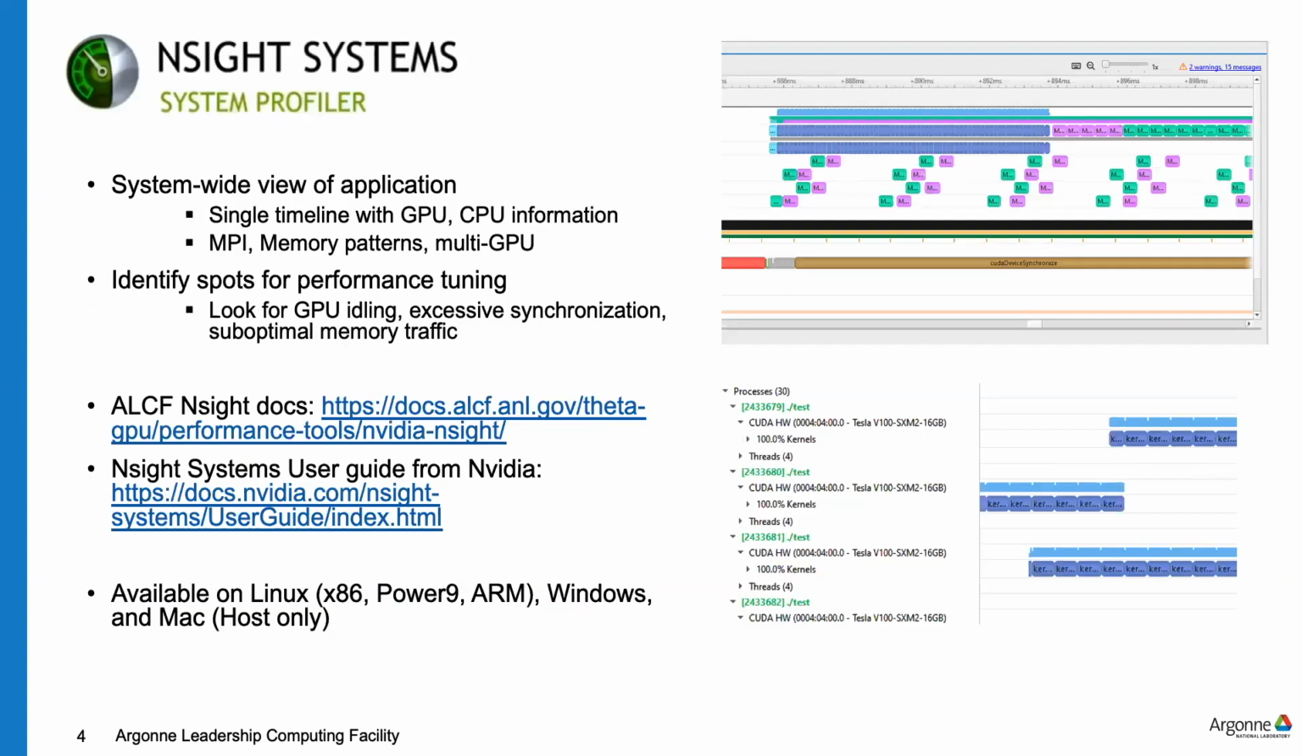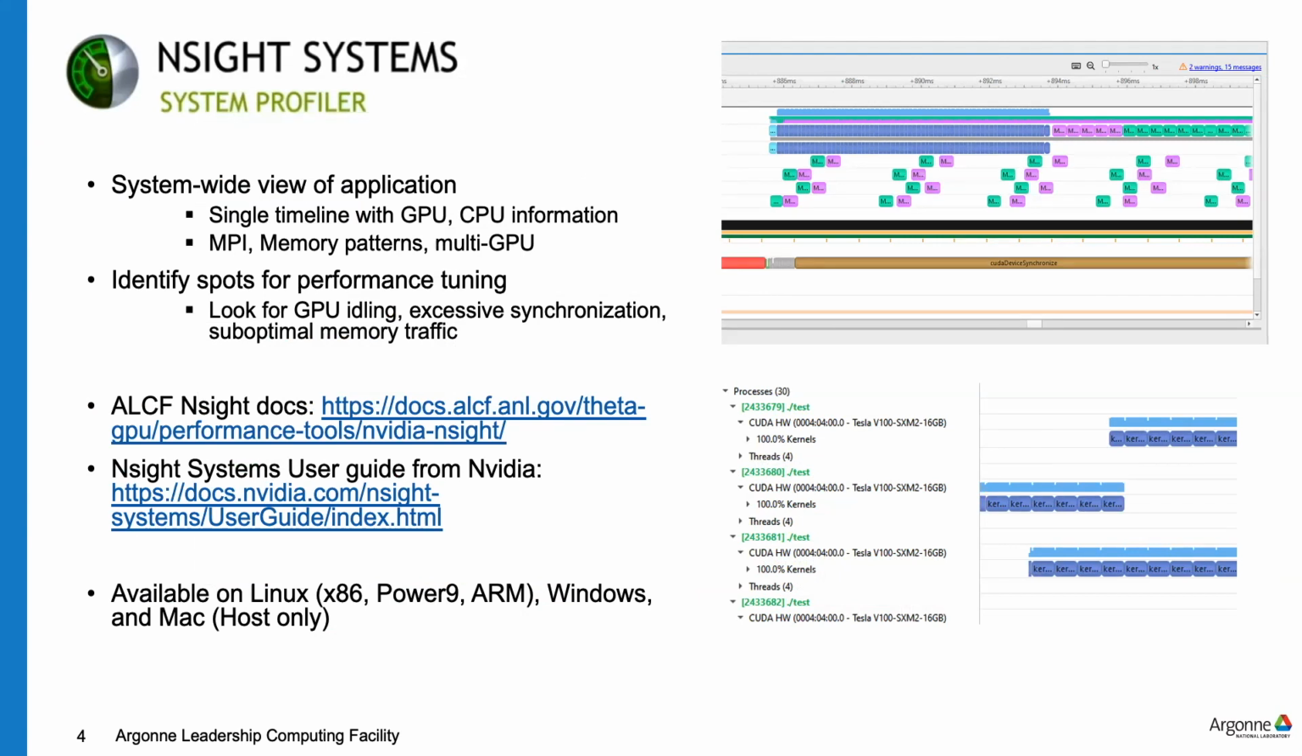Nsight Systems is our first step. I mentor a lot of hackathons, and pretty much every team, every mentor does Nsight Systems first thing. It's our system-wide view of the application, so you can see a single timeline for your GPU, your CPU, MPI, memory patterns. You can have multiple GPUs, multi-ranks. And like I mentioned before, it's for identifying hotspots for performance tuning.